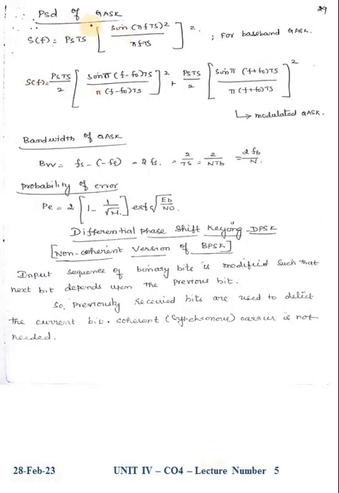This is the power spectral density equation for QASK, and the bandwidth of this is equivalent to 2 fb by n, and the probability of error equation is equivalent to 2 into 1 minus 1 divided by root M, into erfc, the error function, of root of Eb by N naught.